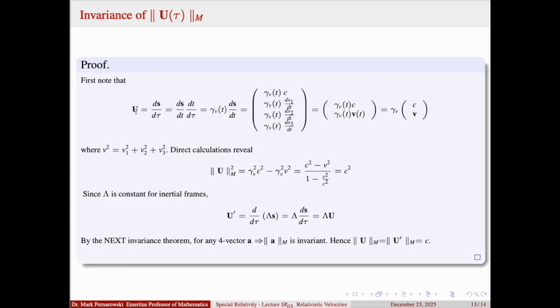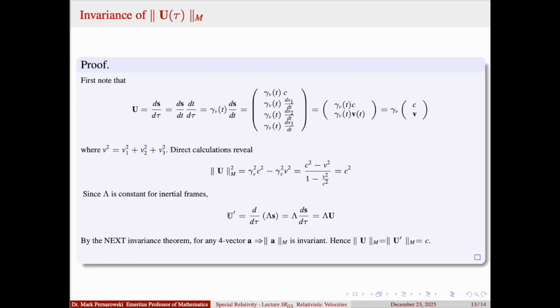So four velocity is this factor gamma times this vector, where this v is the 3 velocity. If you simply take this vector and you find its Minkowski norm, you get this expression here, and you can just do algebra and simplify it. The Minkowski norm squared turns out to be c squared. What does that mean? That means the norm of u is just c. You take the square root of both sides.